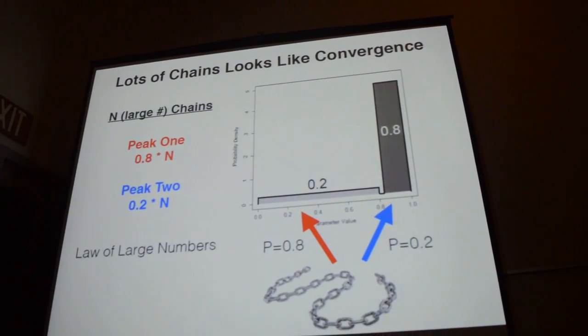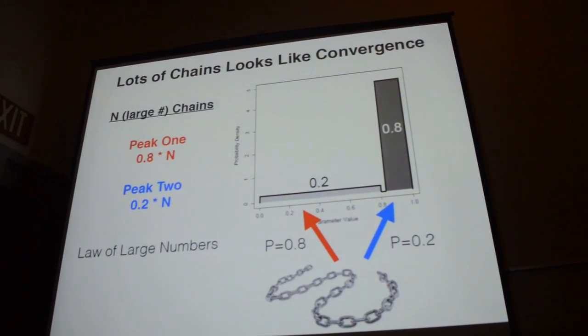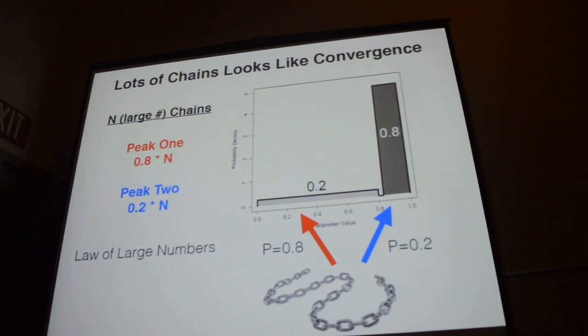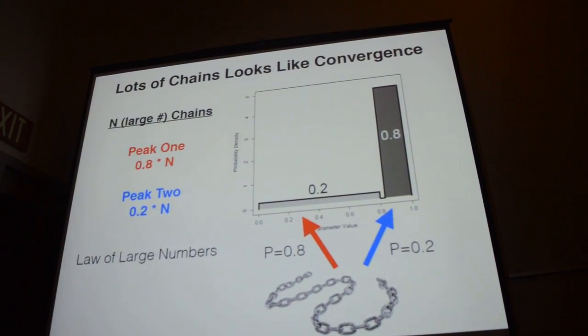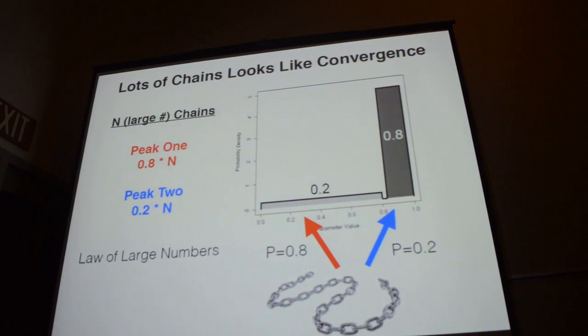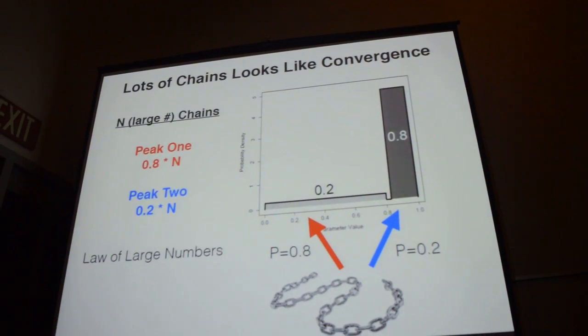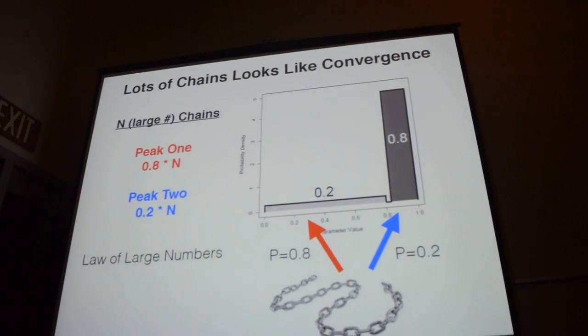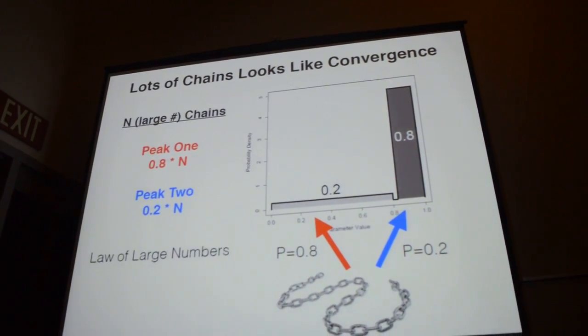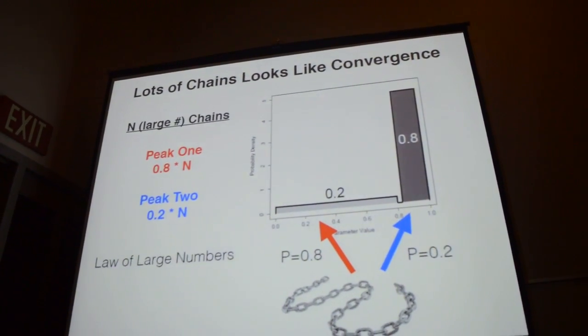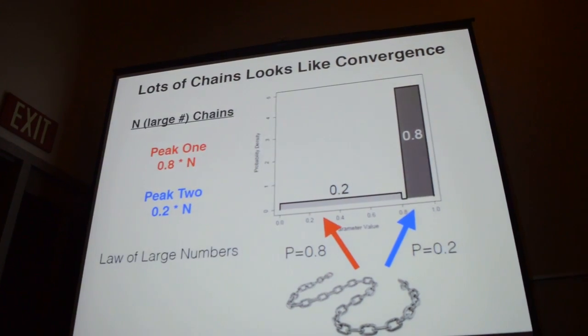And the reason for that is essentially the law of large numbers. As we increase the number of chains we're running, the proportion of chains that fall on peak 1 ends up closer and closer to 0.8, and the proportion of chains that end up on peak 2 ends up closer and closer to 0.2. So if we ran sufficiently many chains, we could get very precise but still very incorrect estimates across independent runs.